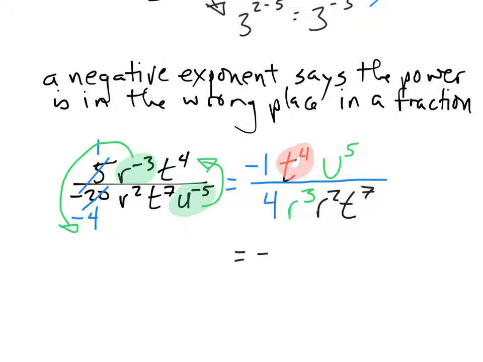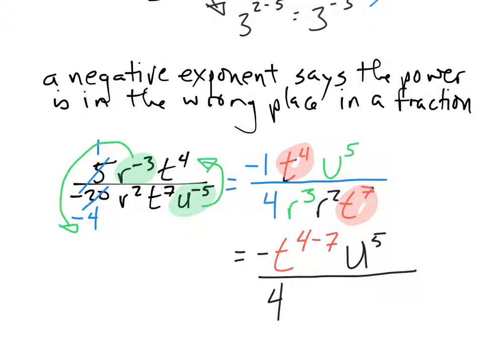I have a t to the fourth and a t to the seventh. That is division, and so what I have now is t raised to the 4 minus 7 power. The u to the fifth, there's nothing to do there, so it just stays u to the fifth. There's no u on the bottom to divide with. When I go to the bottom, I've got that 4 sitting there, but then I have this last bit of problem to play with. This is r to the third times r squared, and so that means that on the bottom I have r to the 3 plus 2 power.